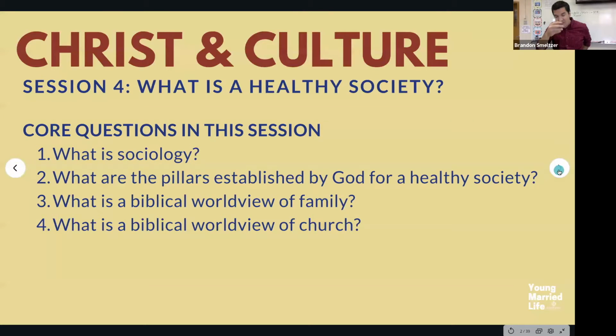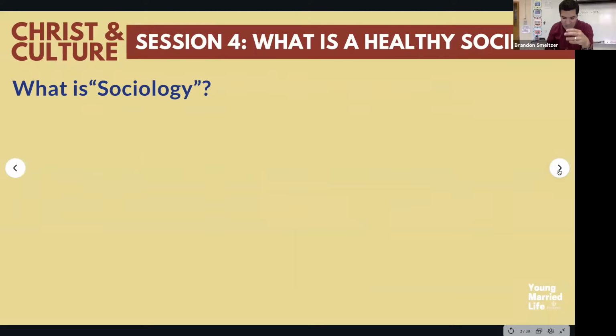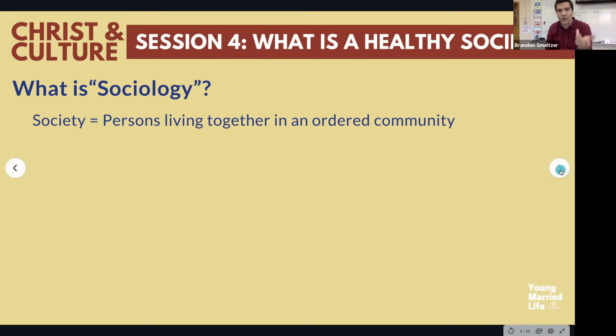But let's talk a little bit more specifically about sociology. Sociology defines a society as this: persons living together in an ordered community, simply put. Now, that's a broad definition. That broad definition could be applied to the city of Dallas, people living together in an ordered community. That could also be applied to your homeowners association if you have one in your neighborhood. People living together in an ordered community, common unity. Common meaning many in plurality, unity meaning oneness. So people living together in an ordered community.